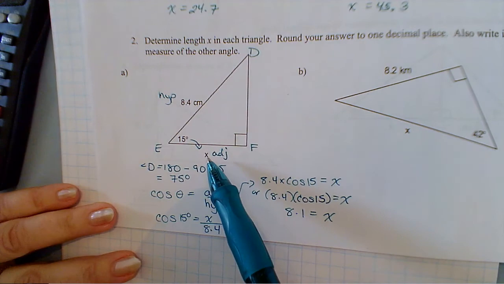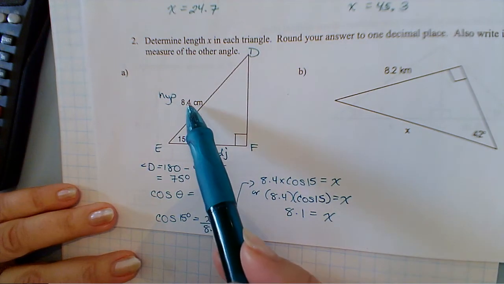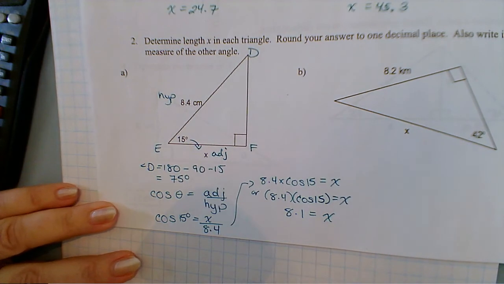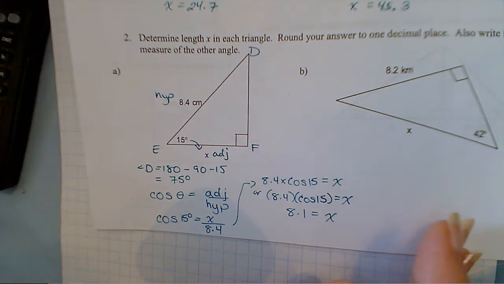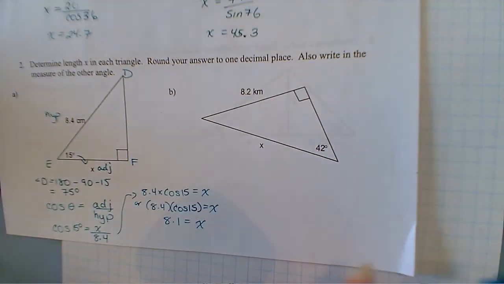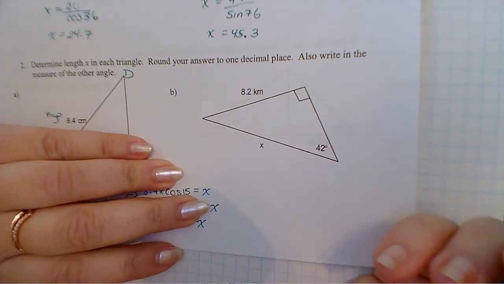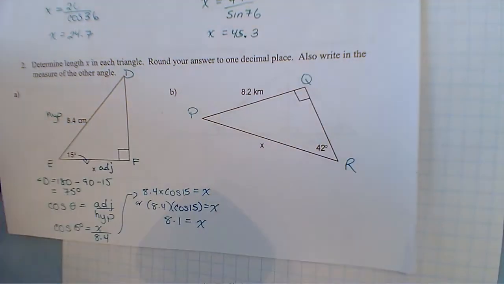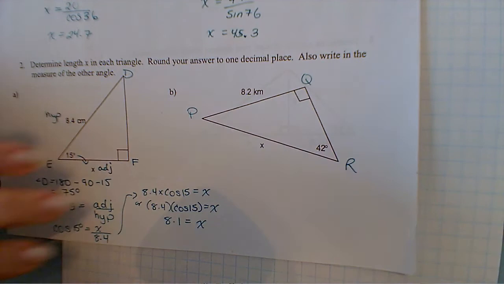Notice again, this side needs to be shorter than this side. 8.1 is smaller than 8.4, so that could work because we know the hypotenuse needs to be the longest side. The second question over here, again, the triangle has no names. So P, Q, R. Again, capital letters always.